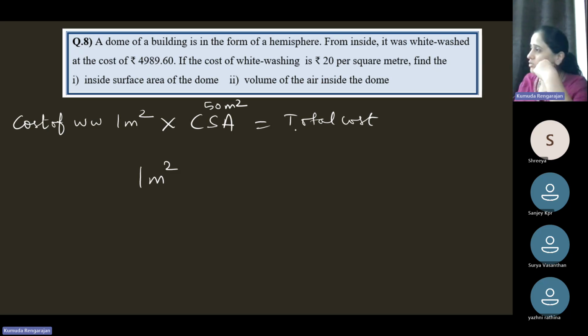Now, how will you calculate the total cost? Like the painter, you finished that? Yeah, I'm just coming.